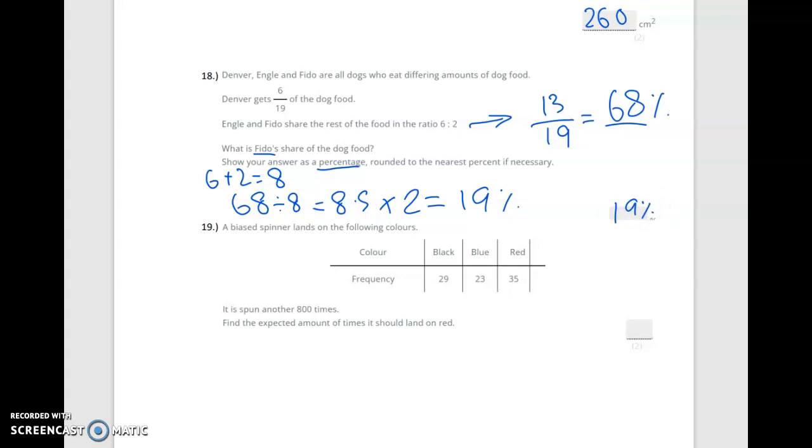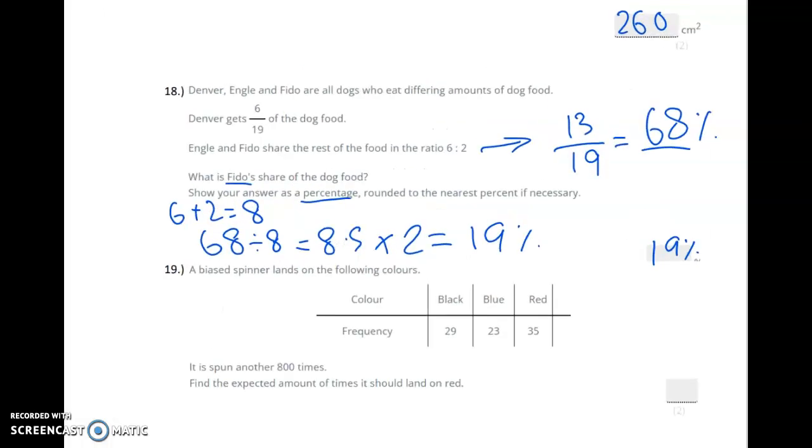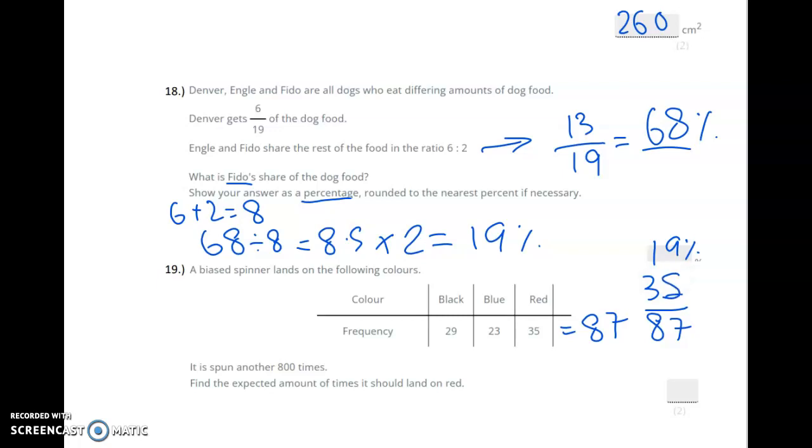Right, so a biased spinner lands on the following colours. So there's your colours and there's your frequencies. It's spun another 800 times, so find the expected times it would land on red. So let's add all these up together. That gives us 87. So it lands on red 35 out of 87. So I've got that as a fraction, and I'm just going to leave that as a fraction.